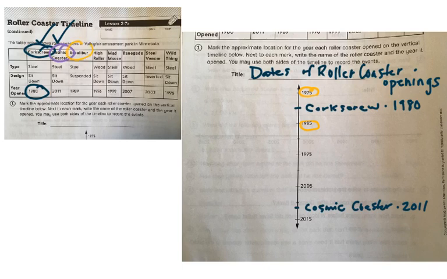The next one is Excalibur, and that was in 1989. Well, halfway between 1985 and 1995 would be 1990. So just be aware of that. And that happened right before that. So we're going to go just before that halfway mark and write Excalibur. EXCALIBUR. And that was in 1989.